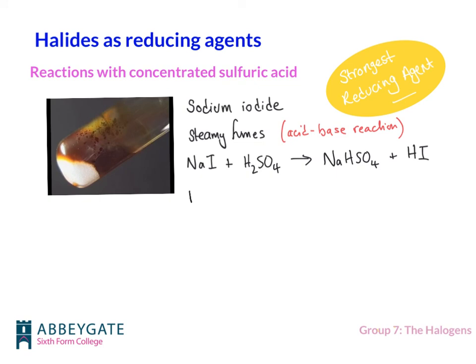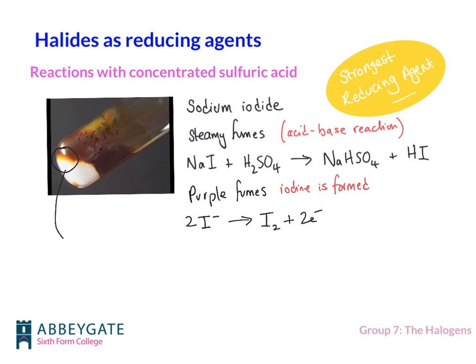That's only an acid-base reaction. There is no change in oxidation state. But you'll see that the tube also goes purple, so we get purple fumes. Now this is because we're forming iodine. So our iodide is turning into iodine, so we're obviously getting redox. Although iodine is normally a solid, it sublimes quite easily into a purple gas, and it's quite an exothermic reaction, giving out quite a lot of heat, so the iodine would be in fume form.